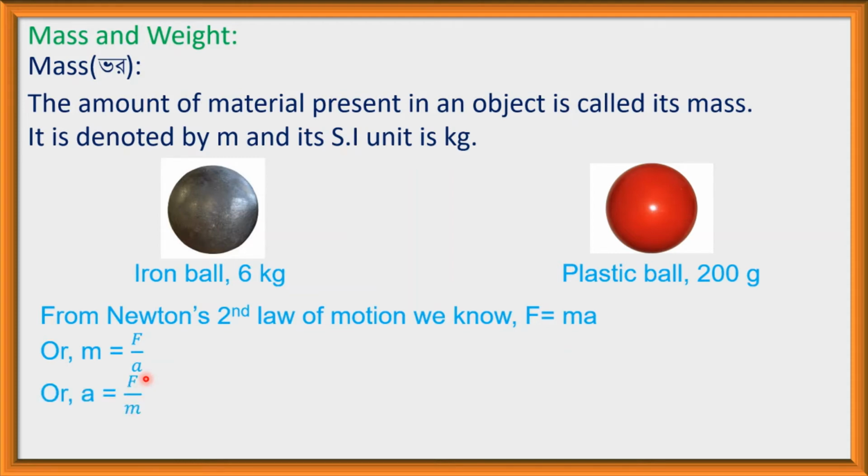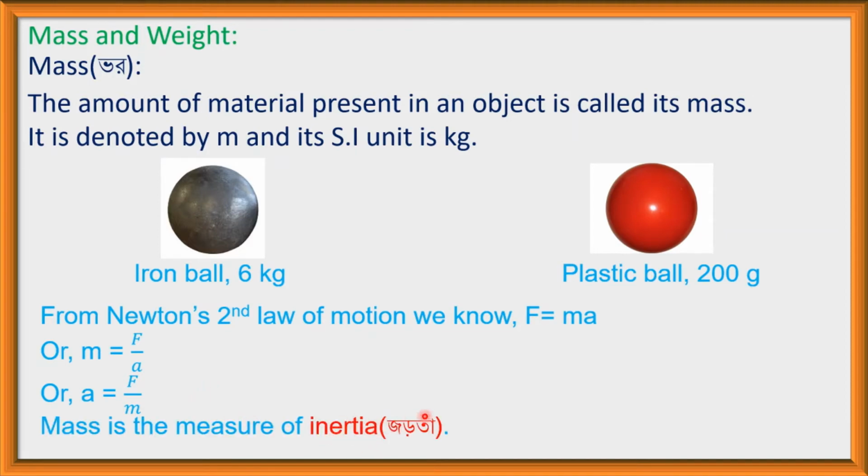And also we can write acceleration is equal to force divided by mass. From this equation, if m increases, then a will be decreased. That is, with increasing m, a will be decreased. So, the heavier body resists to change its velocity. If we apply same amount of force on two bodies, one is heavier and another is lighter, then acceleration will be produced more for lighter body and acceleration will produce less for heavier body. So, mass is the measure of inertia.